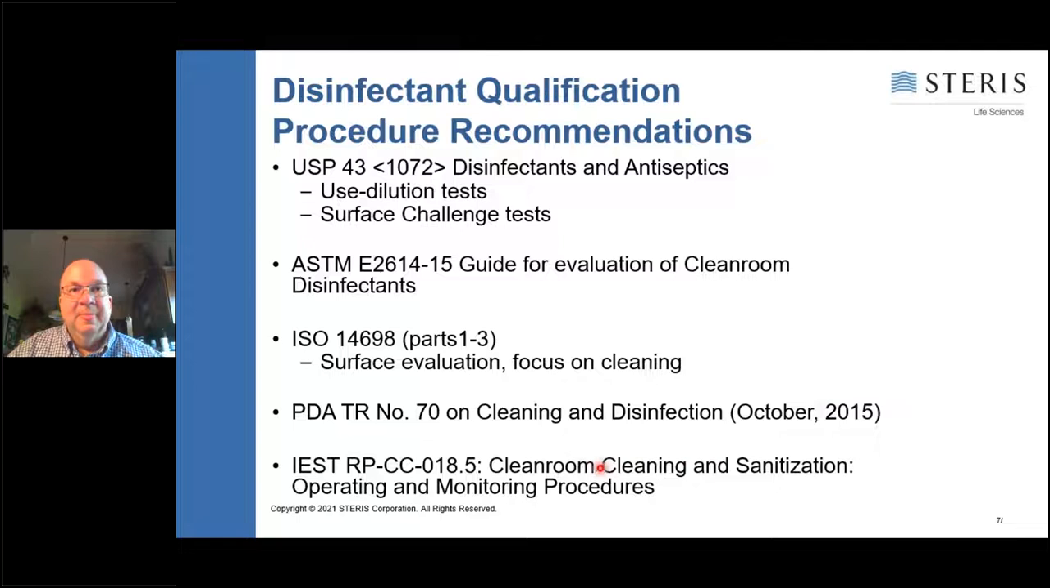Then you have PDA's Technical Report Number 70, and I think this is a pretty well-written document. It has several pages dedicated to validation and neutralization and how to conduct those studies. It even talks about log reduction. Then there's a nice IEST document that I co-authored on clean room cleaning and disinfection, and I wrote the section related to validation. So that's all your guidance documents and regulations directly related to disinfectant validation and qualification.